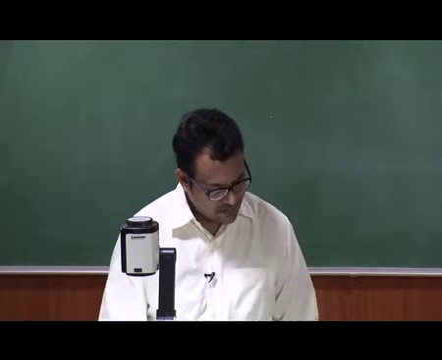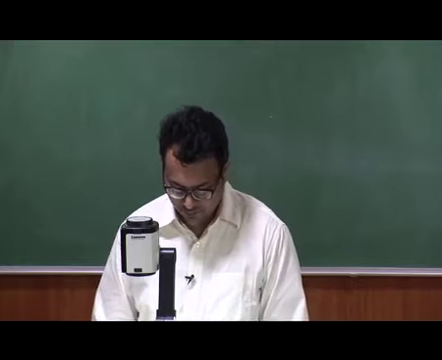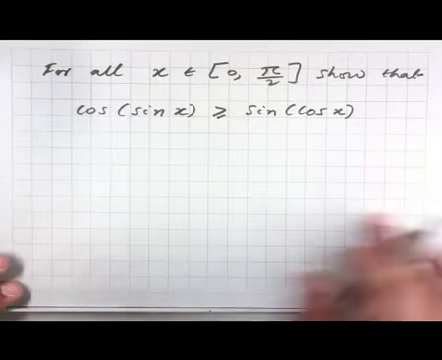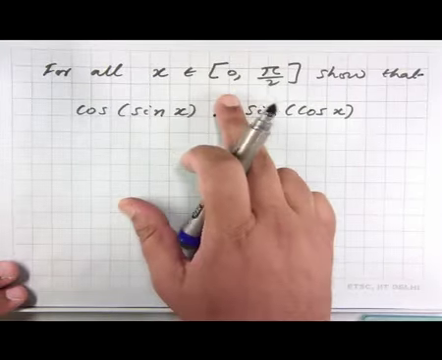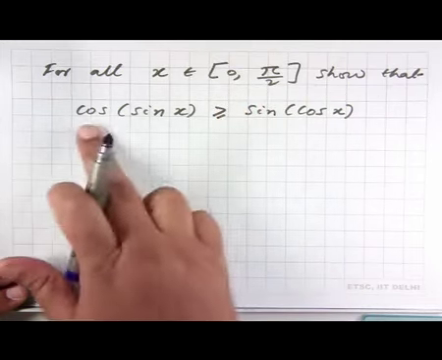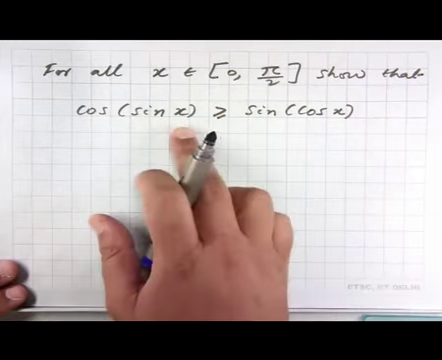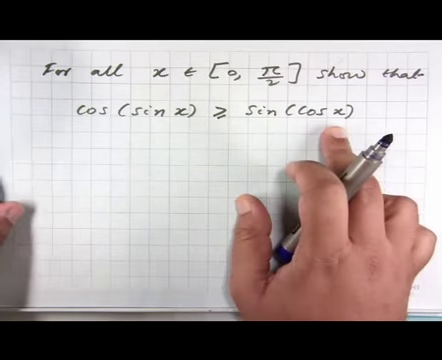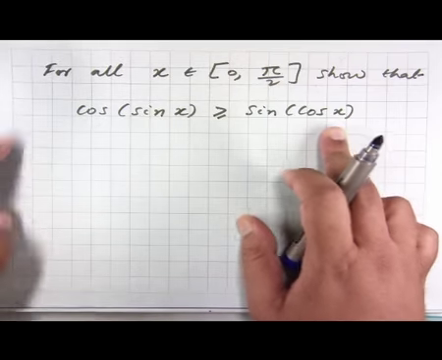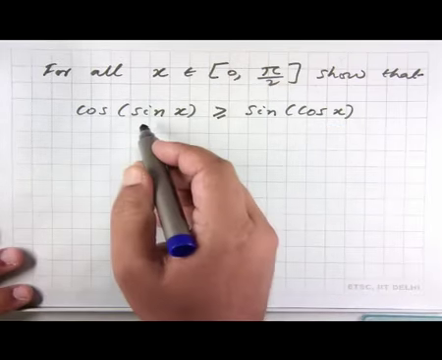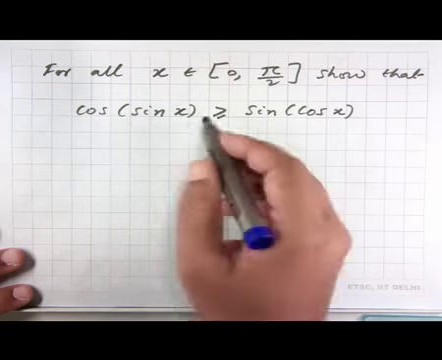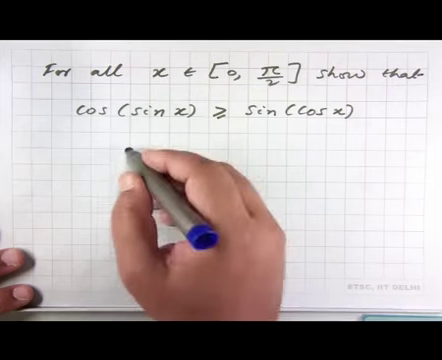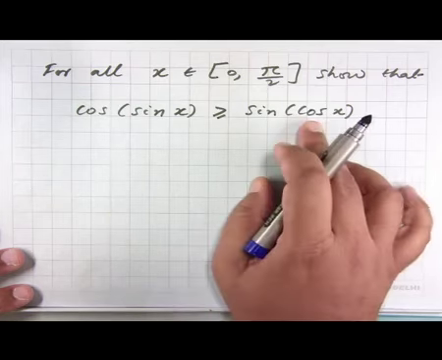Here is another interesting problem where we are asked to show that for all x in the interval 0 to pi by 2, this statement is true. Cos of sin x is always greater than or equal to sine of cos x for all x in the interval 0 to pi by 2. So, for this it seems that we need to use the identity that sine of pi by 2 minus x is equal to cos x, and a similar identity for cos.